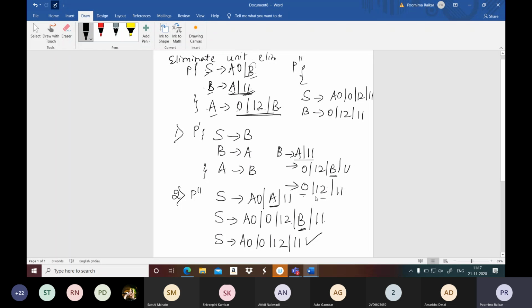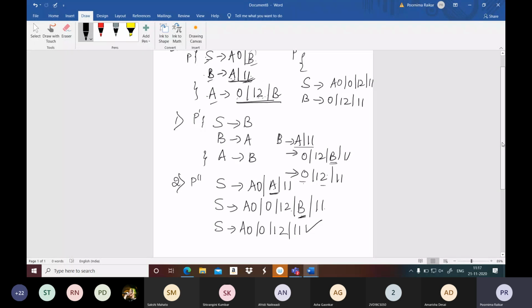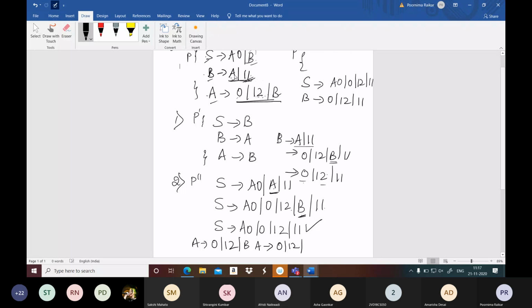So I'll keep this. Next, the next one left is A with B. So I'll take this rule. I'll keep the first one as it is, that is 0, 1, 2, B. So B I have to eliminate with A. B I can substitute with what? A11. So again A I have to substitute with 0, 1, 2, B. Again B I have to substitute with A11. So I'll keep with A only 0, 1, 2, 11. So this is what I got after eliminating my unit production.